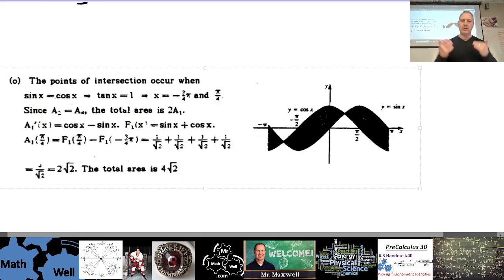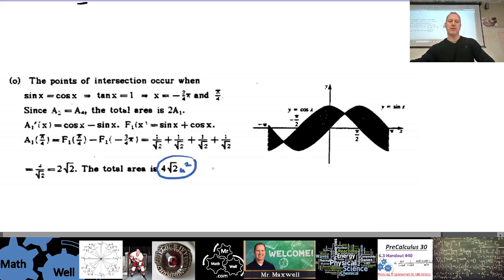All right, so to conclude 1-0, if you want to look here, we've got our two intersection points. If you keep in mind which function is on top and which function is on the bottom for each of the three sections, you should get a total area of 4 root 2 units squared. I do appreciate when you put the units there, that always completes it. It is an area. So it should be 4 root 2.